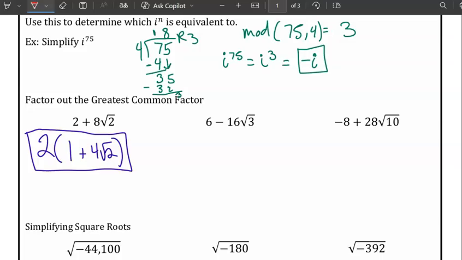6 minus 16 square root 3. You could divide each of these by 2. 6 divided by 2 is 3, and 16 divided by 2 is 8. What's left inside the parentheses, we have 3 minus 8 square root 3.